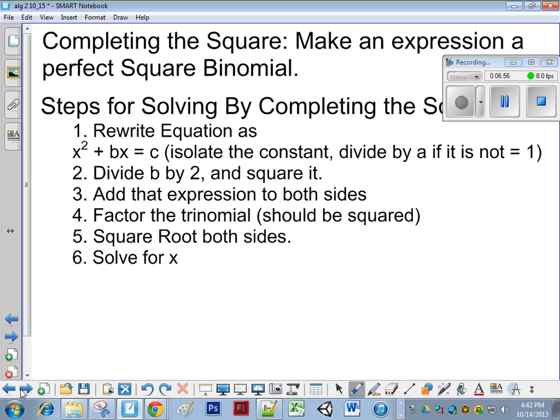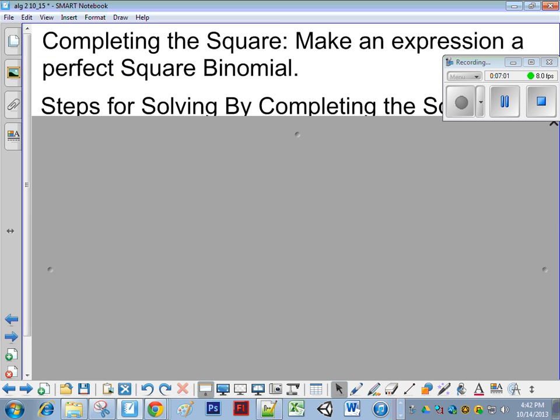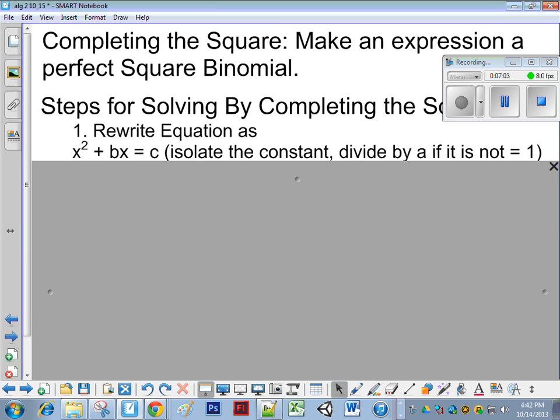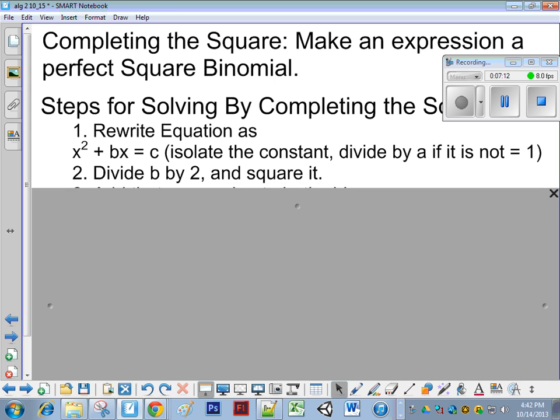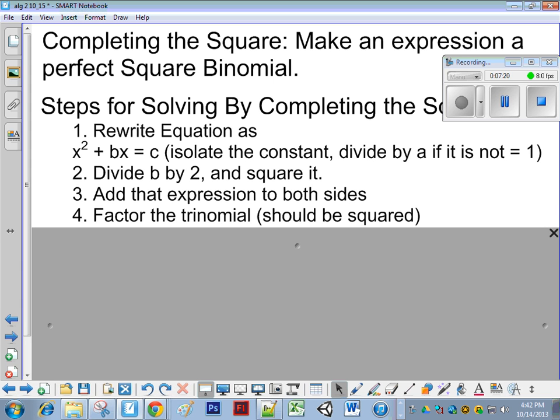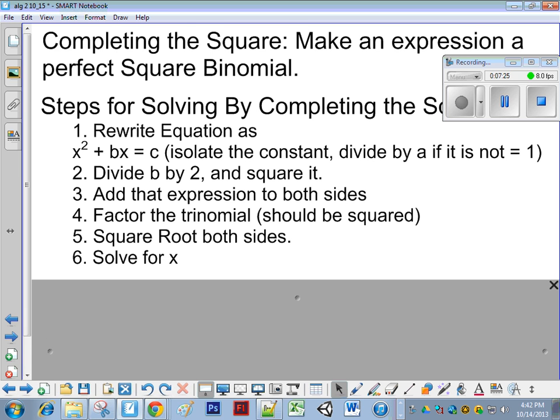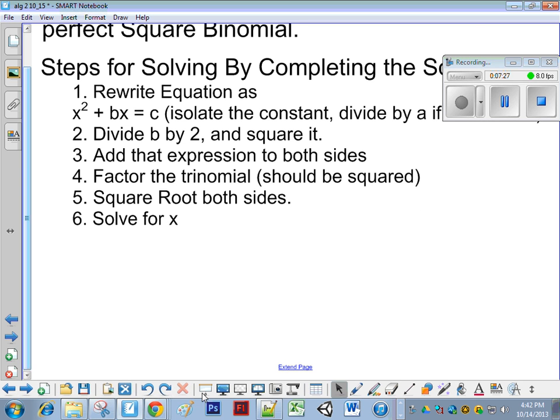The first step is we're going to go ahead and rewrite the equation as x squared plus bx equals c. Isolate the constant. Divide by a if it's not equal to 1. Next thing we'll do is divide b by 2, and we'll square it. Add that expression to both sides. Factor the trinomial. Square root both sides. Solve for x. What I'm going to add on here is that it's going to have 2 solutions.